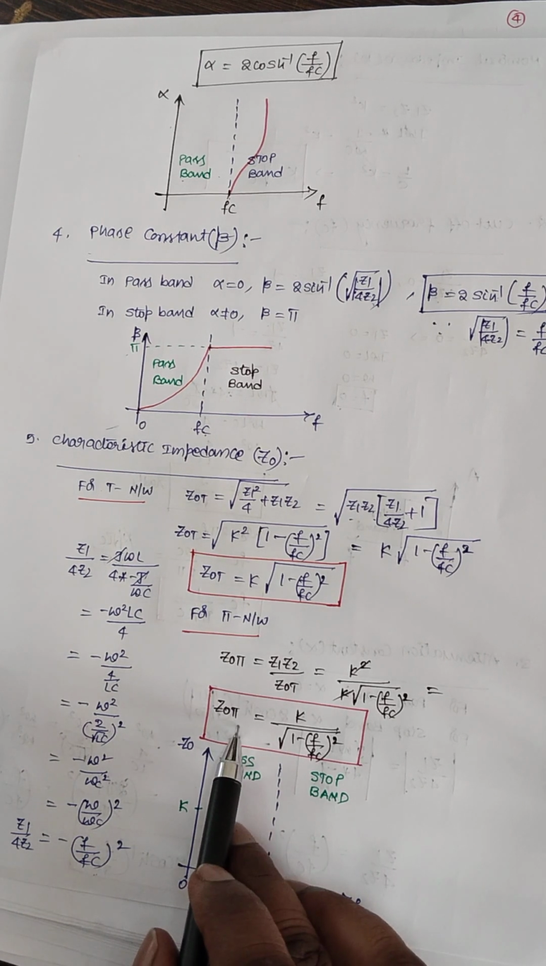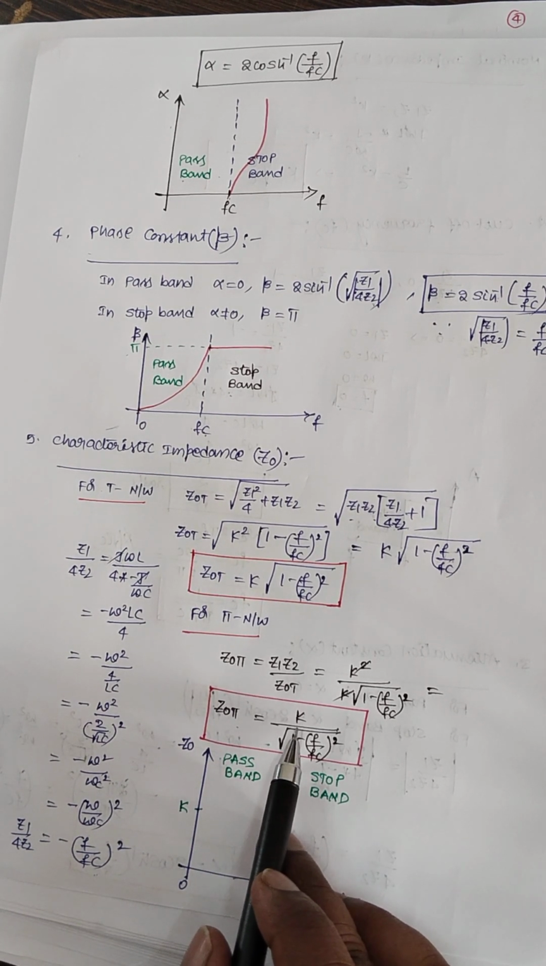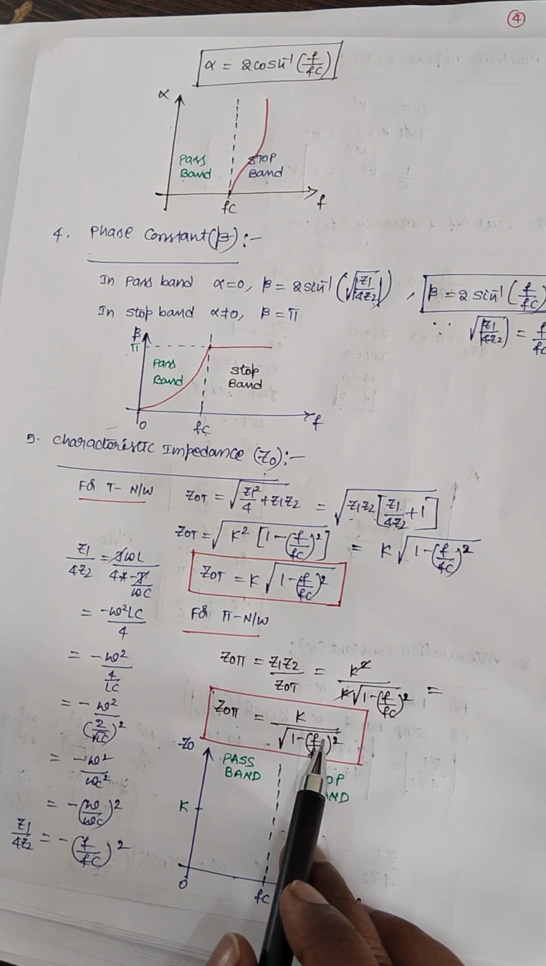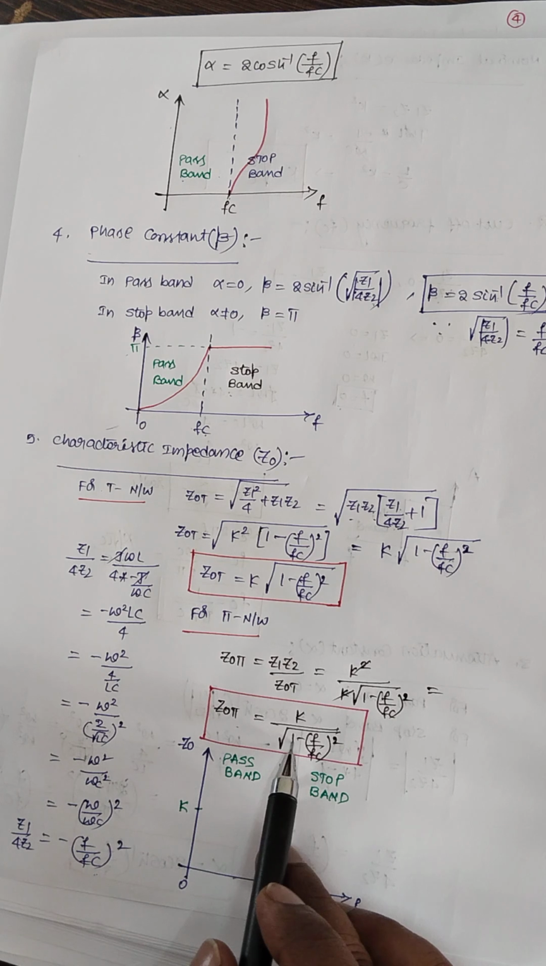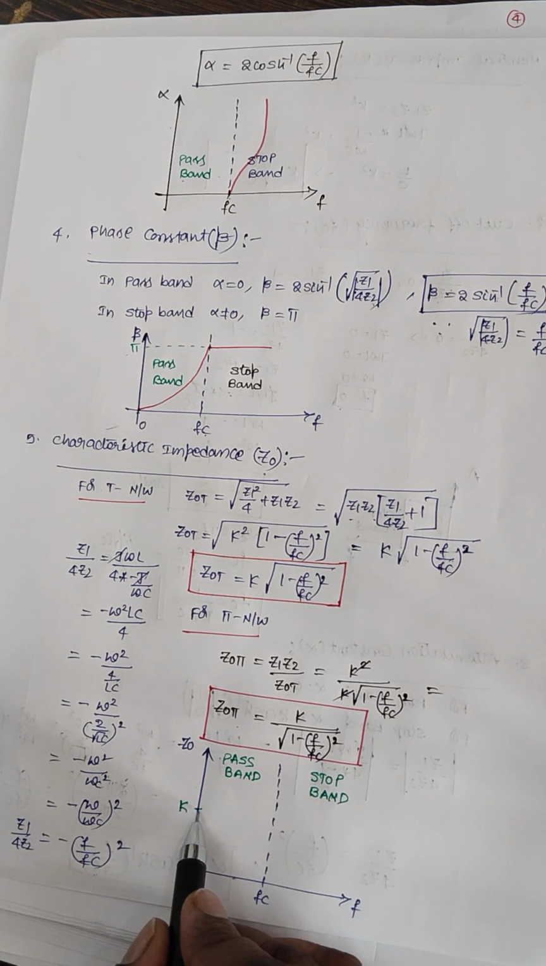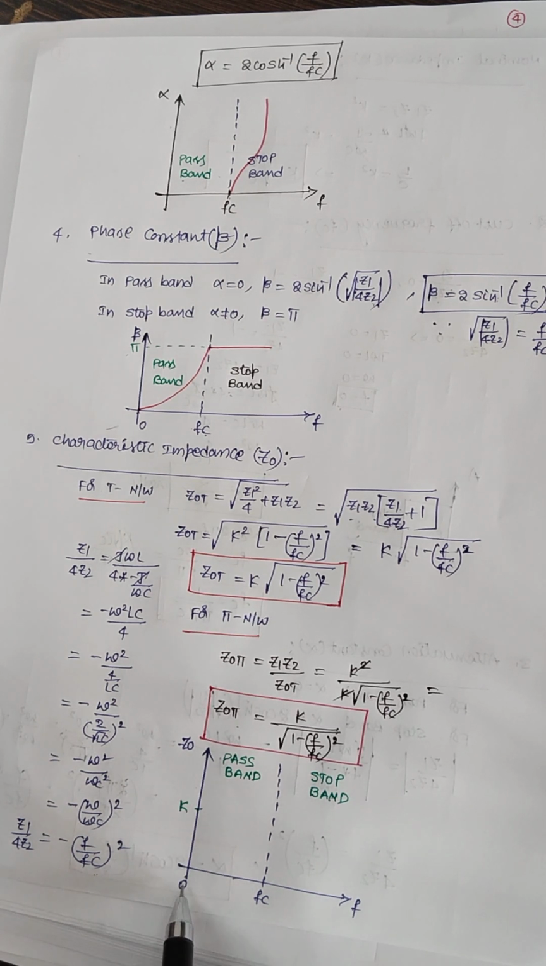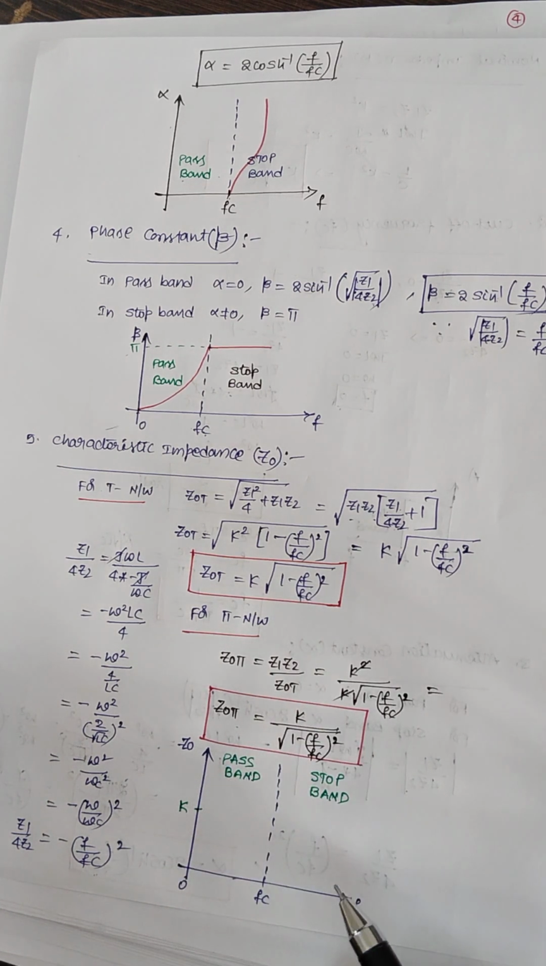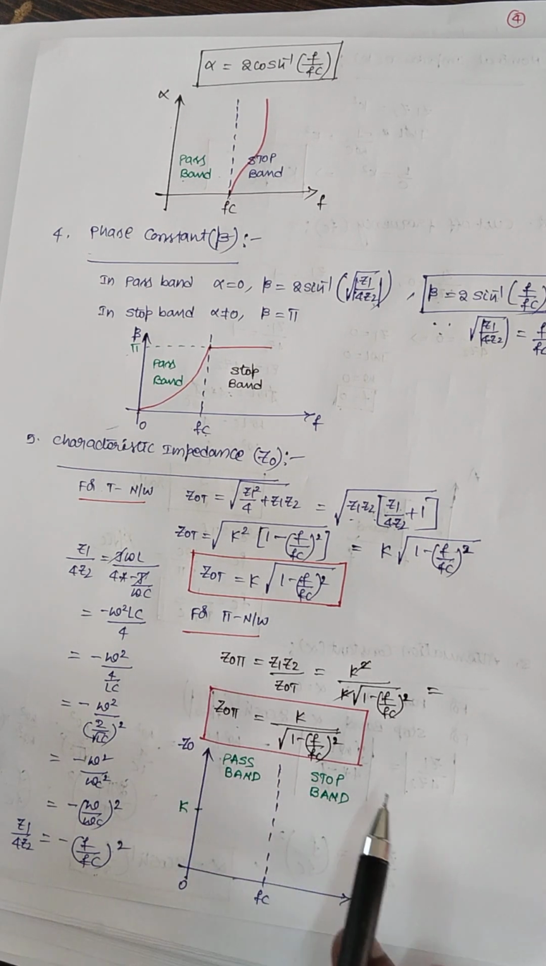What about Z0 pi? It is also the same as this one, K only, because if F is equal to 0, this term will become 0, 1 minus 0 is 1, the square root of 1 is 1, and K divided by 1 is K. So Z0T and Z0 pi will start from K for a frequency of F equal to 0. Next, if F tends to infinity, what is Z0T?